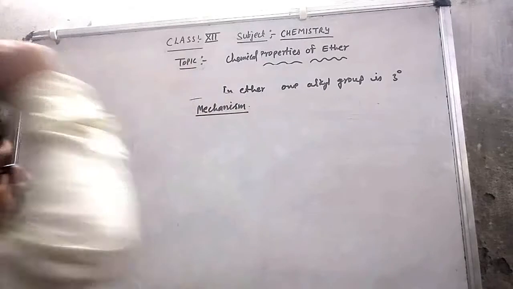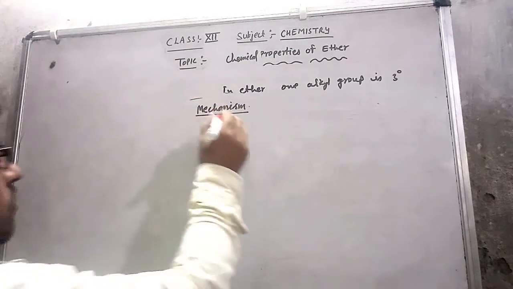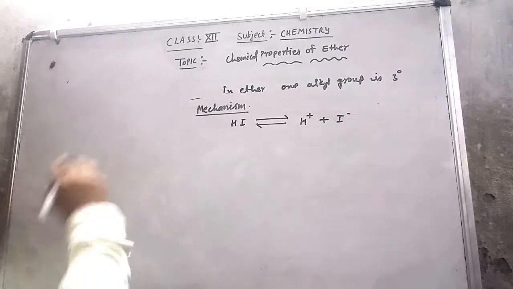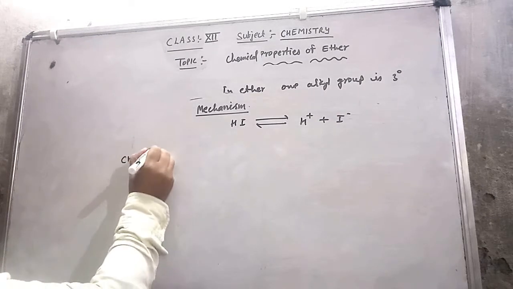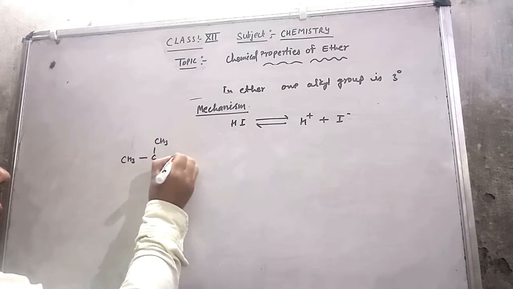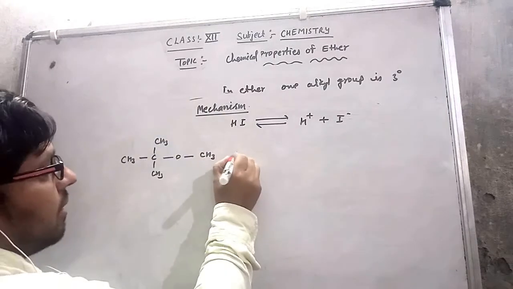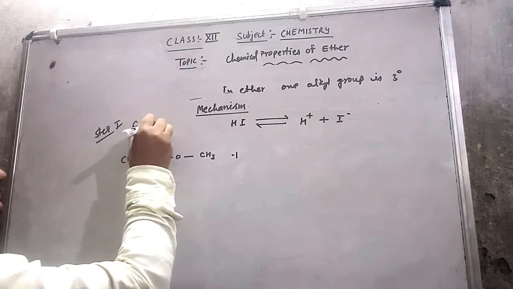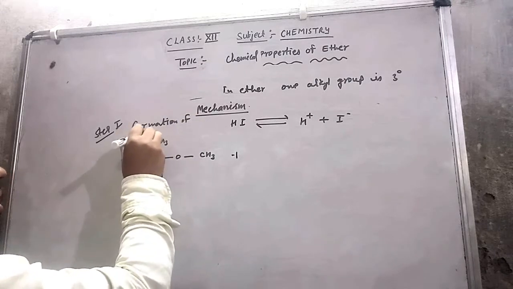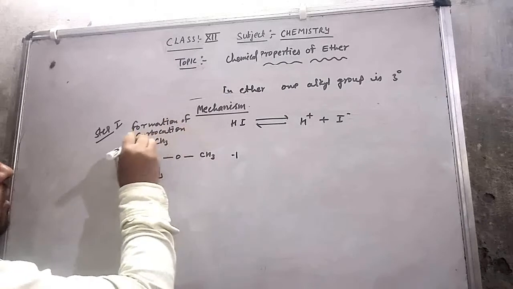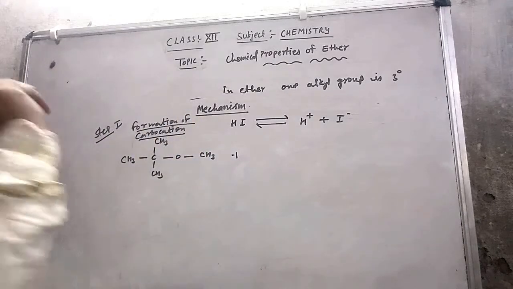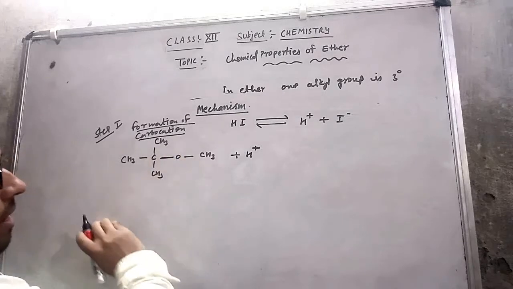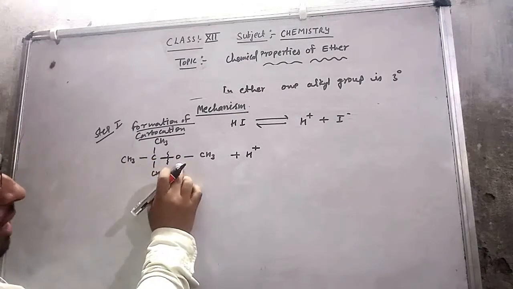If you see the mechanism, HI is available there, so this is going to ionize to give us H positive and I negative. Now I have the ether, (CH3)3C-O-CH3. This is step first: formation of carbocation. How will the carbocation form? It reacts firstly with the hydrogen ion. To make the carbocation, the bond between carbon and oxygen is going to split up.